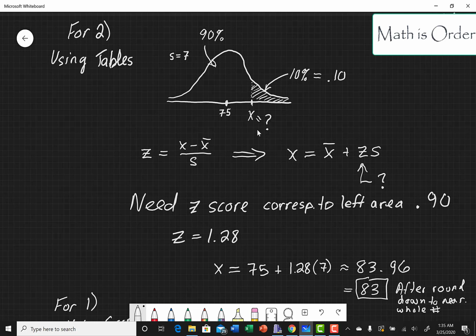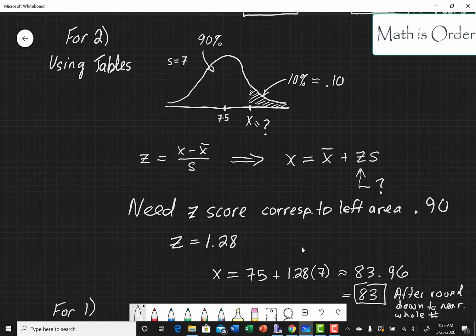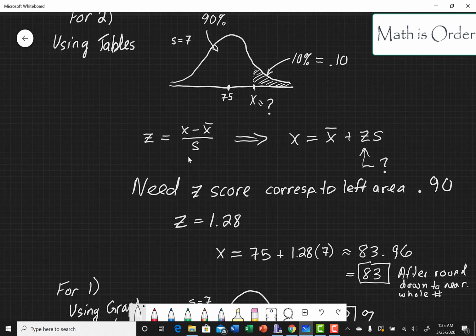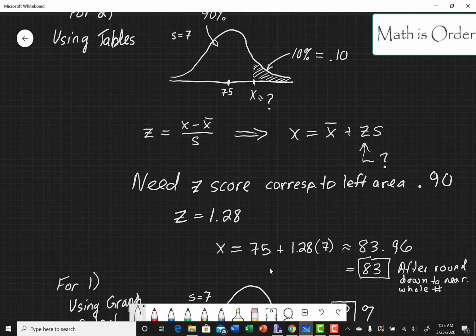for x, right? So I hope you've seen how we found it using tables. Tables are a little complicated at the beginning, but as you do many of them, you'll feel good about it. And again, this is the formula that you're using. All right, now let's look at how to solve these same questions using the graphing calculator.